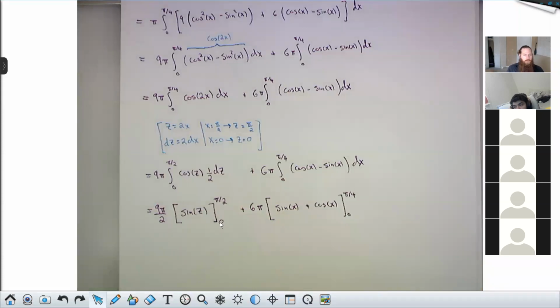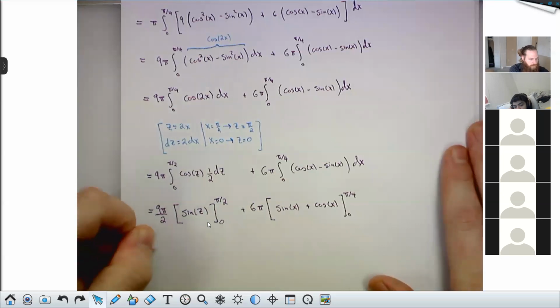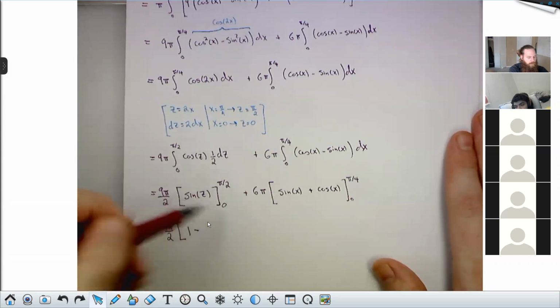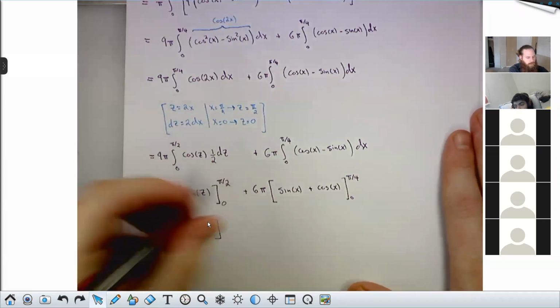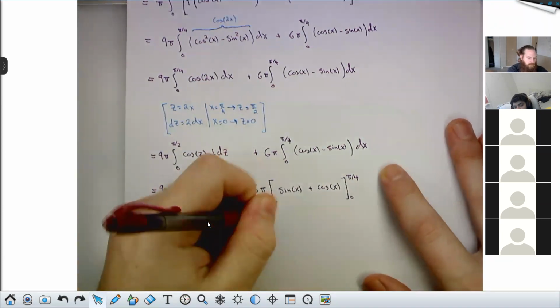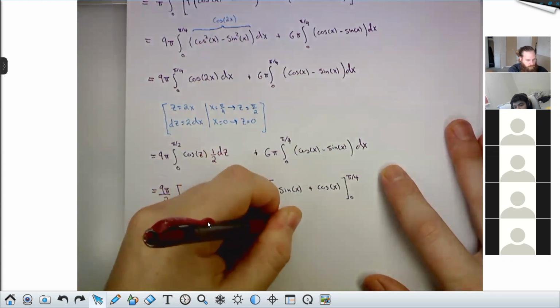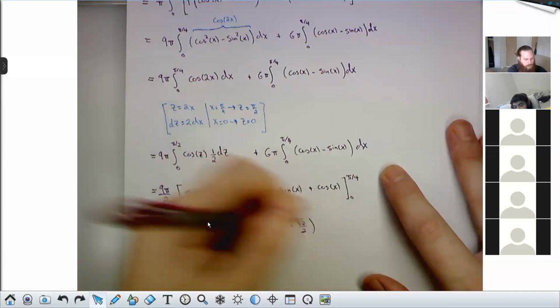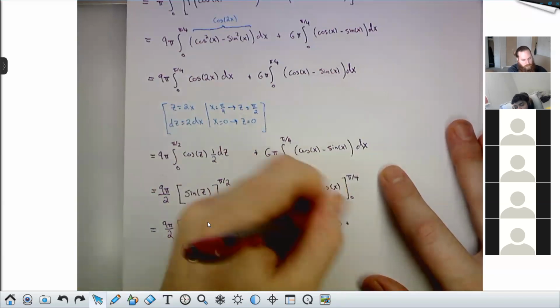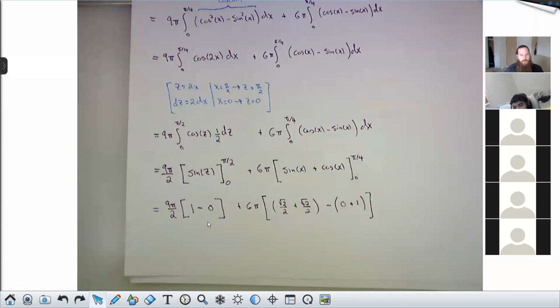Finally, it's time to plug in the bounds. If I plug in π/2, the sine of π/2 is 1. So here I'll have 9π/2 times the bracket 1 minus, when I plug in the lower bound, 0. The sine of 0 is 0. And then plus 6π. I need to plug in my upper bound, π/4, so I'll put each piece in parentheses. The sine of π/4 is √2/2, plus the cos of π/4, also √2/2. I need to subtract what I get when I plug in 0: the sine of 0 is 0, plus the cos of 0 is 1. So here we have our answer. It's not written in a pretty fashion, but it is our answer, and we can clean it up quite a bit.